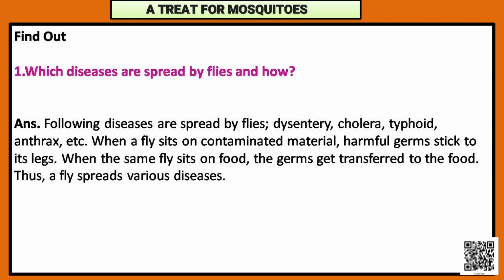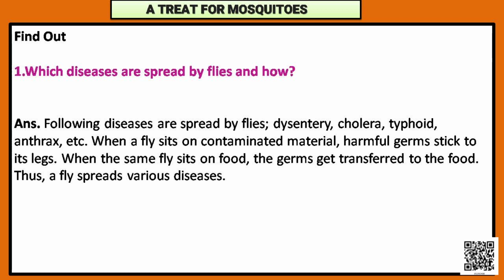Here we have another question for you. Which diseases are spread by flies and how? I repeat the question, which diseases are spread by flies and how? Yes, you people are absolutely correct. Following diseases are spread by flies: dysentery, cholera, typhoid, anthrax, etc. And when a fly sits on contaminated material, harmful germs stick to its legs. And when the same fly sits on food, the germs get transferred to the food. And that's why a fly spreads various diseases even without biting.